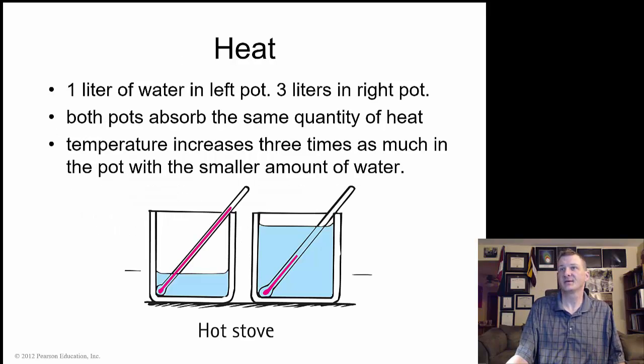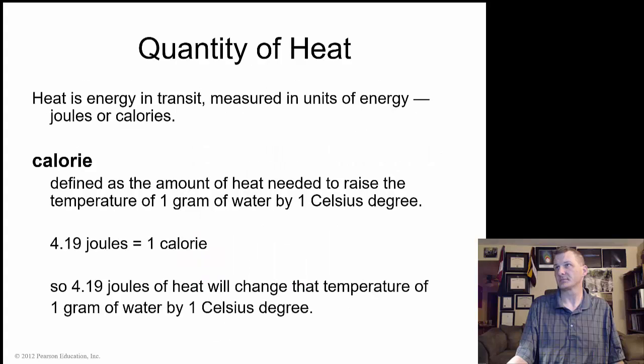So in this experiment, we have 1 liter of water in a left pot, 3 liters in the right pot. Both pots absorb the same quantity of heat, and the temperature increases 3 times as much in the pot with the smaller amount of water. And so heat is energy in transit. It's measured in units of energy, and we call these units of energy joules, as we mentioned before, or calories. We'll get to that in a minute.